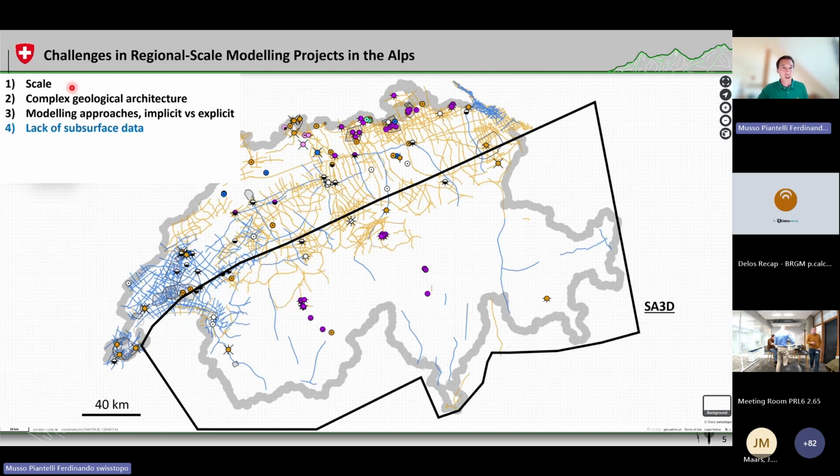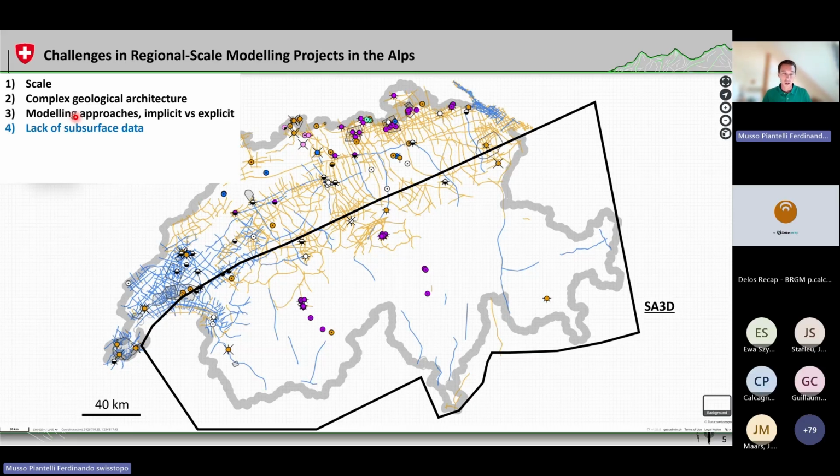These two challenges very much influence the modeling approaches that we can use. The scale, the large area that we try to model, as well as the complexity of the features that we would like to represent, limit the approaches that we can use to build such models. Therefore, we are now using a combination of implicit approaches for a first version of our models, and then we need to refine them in a more explicit way.